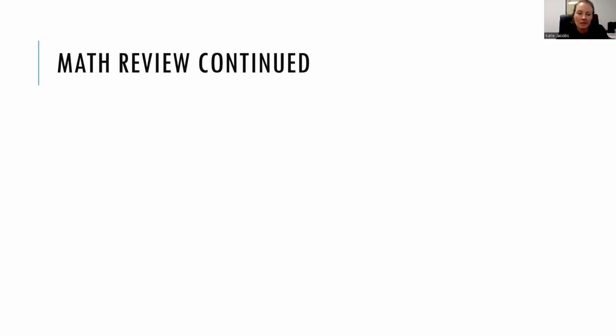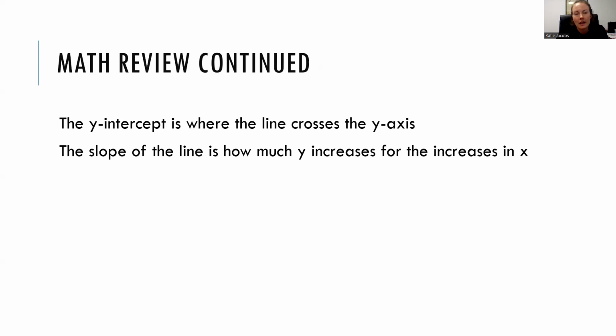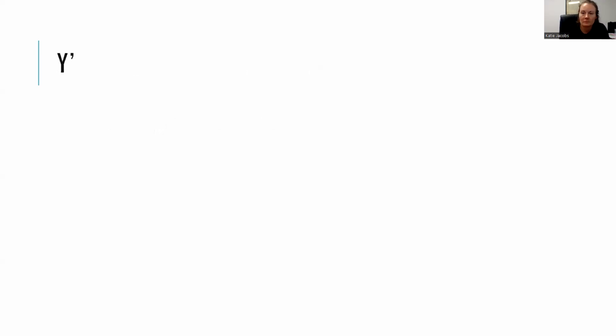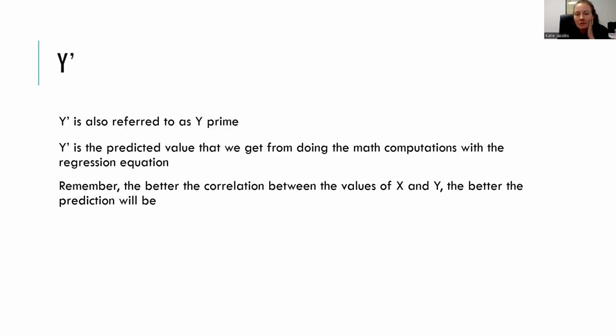Okay, so if we're going to review some of these things a little bit, y-intercept is where the line crosses the y-axis. The slope of the line is how much the y increases for the change that we see in x. A lot of times we see slope written as rise over run. So y with apostrophe is also known as y prime. And y prime is a predicted value that we get from doing the math computations with the regression equation.